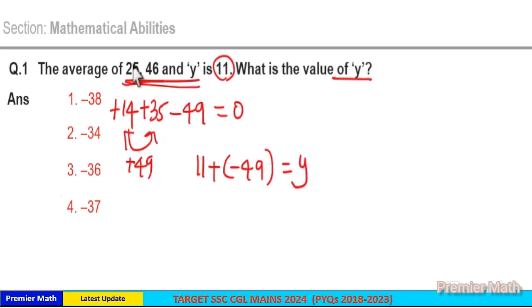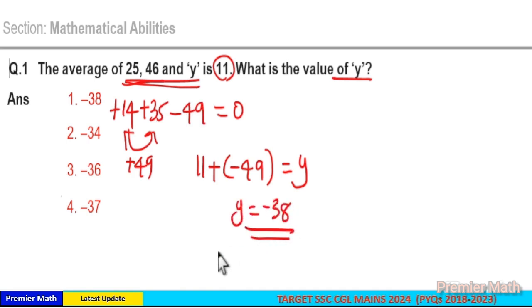y is equal to 11 plus some value. Here 25 is 11 plus 14, 46 is 11 plus 35. Same way, y is 11 plus minus 49. So here y is equal to minus 38. Option 1 is your answer.